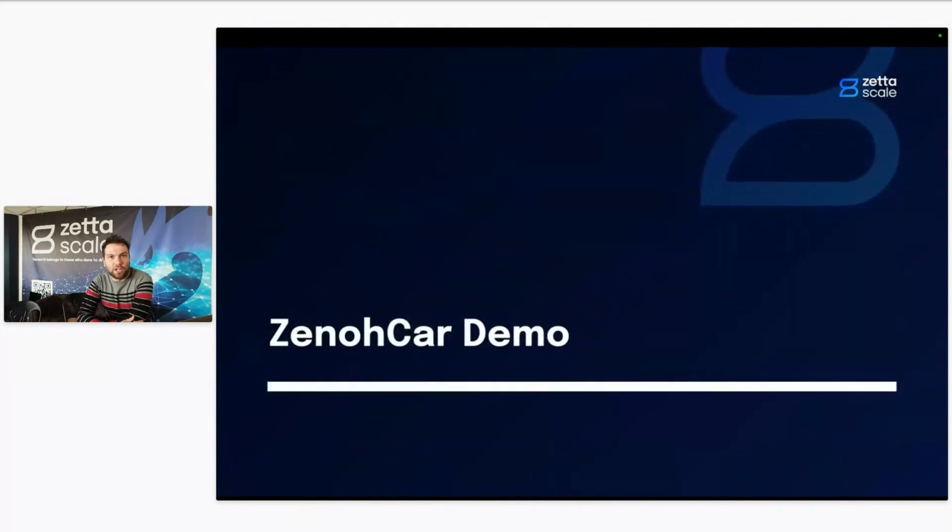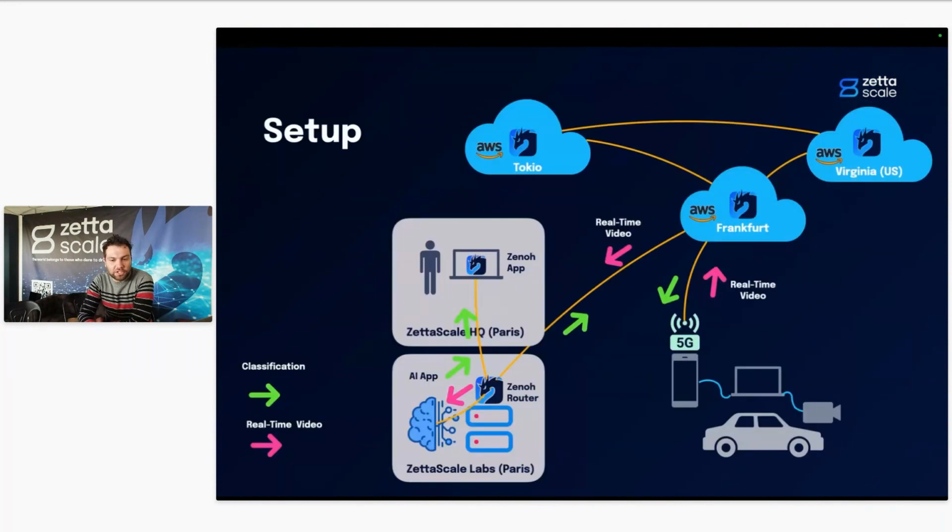So while Angelo and Steven go to the Zeno car to prepare everything for the demo, let's see what the demo is about. We created an infrastructure, in this case on the Zetta platform, in which we put different Zeno routers in different regions. We have something running in Japan, something running on the US East Coast, and something running here in Europe, very close to us, in Frankfurt, a few hundred kilometers away.